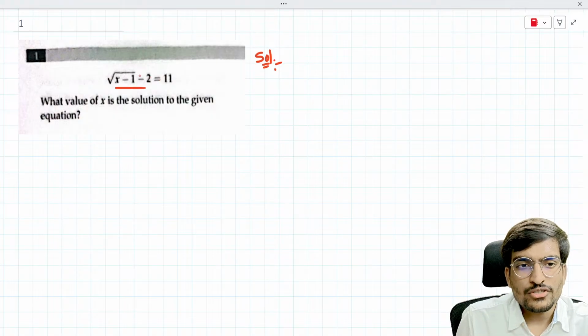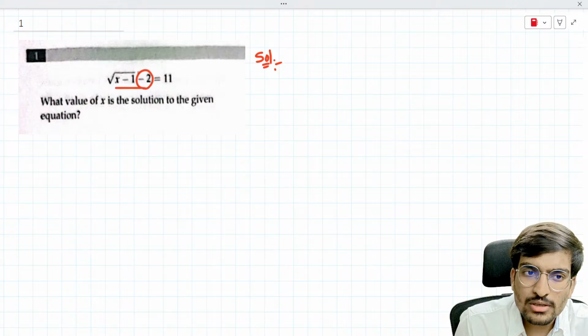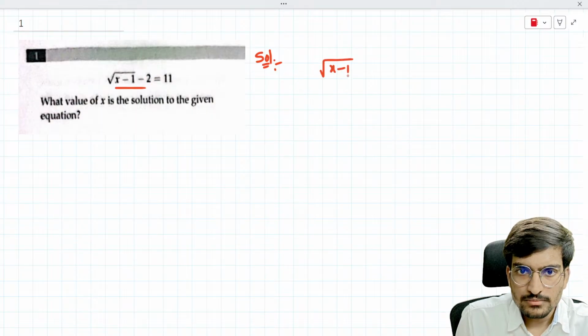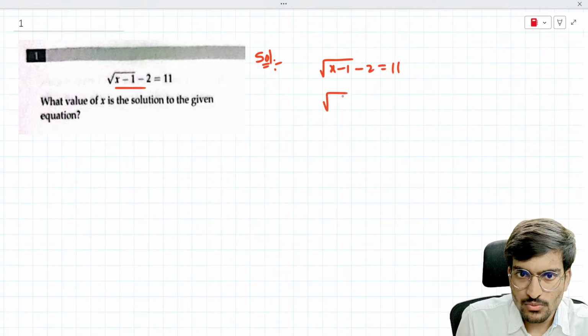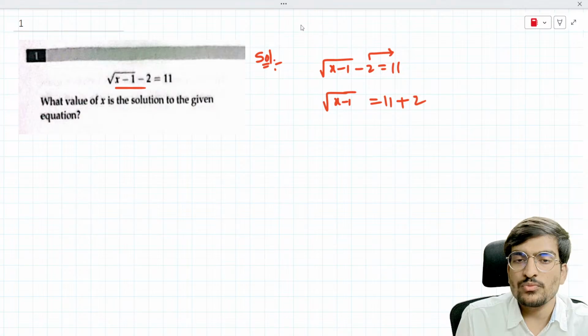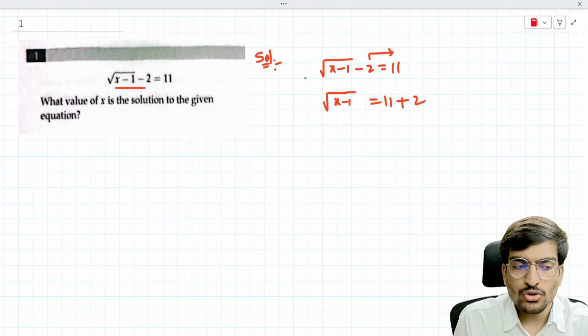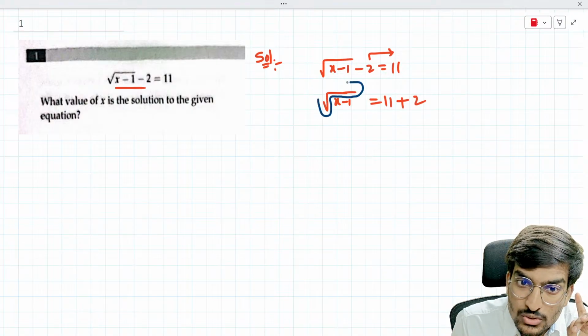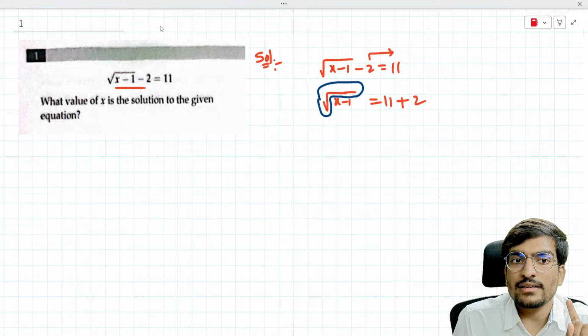First of all, whenever you have a square root, you need not keep another term. Why? Whenever you have another term, it becomes complex when you square both sides. So before squaring, root x minus 1 equals 11 plus 2. We just forwarded this. In every question, when you square up, you need to have only the square root. That is the technique. Then it is easy to solve.